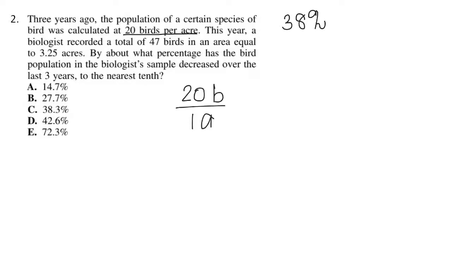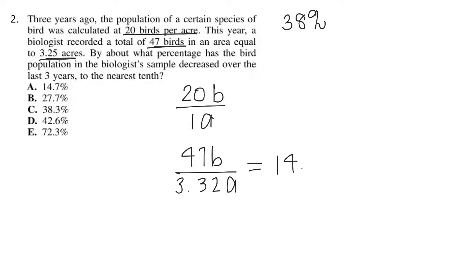And then it was recorded that you had 47 birds. So we have this other proportion here, 47 birds for, and it's not 1 acre, but it's 3.325 acres. So we need to use this and see how many birds per acre that is. So I would divide that, and you're going to get 14.46153, and that's going to be birds per acre.